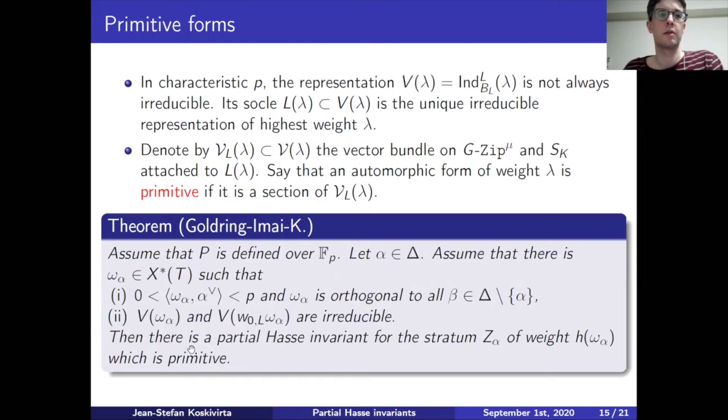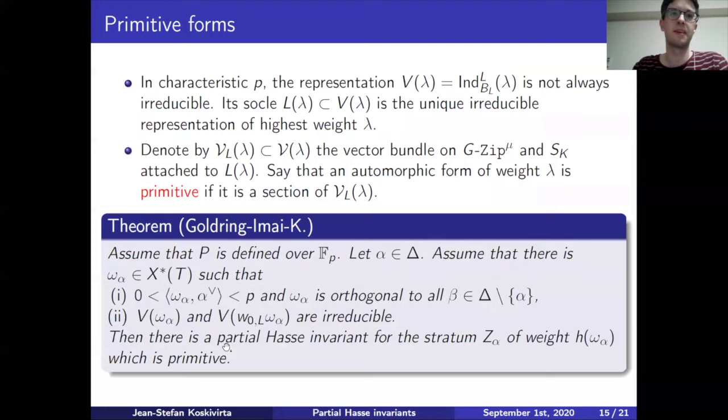Then there exists a partial Hasse invariant for the stratum Z alpha of highest weight omega alpha, which is a primitive automorphic form. Just a word on these conditions. They are not very restrictive because, for example, in the case of Siegel automorphic forms, we can take omega alpha to be the fundamental weight of alpha, and so these conditions are satisfied. Also for some other groups, it is quite easily satisfied. So basically we can obtain partial Hasse invariants, which are primitive automorphic forms, if necessary.